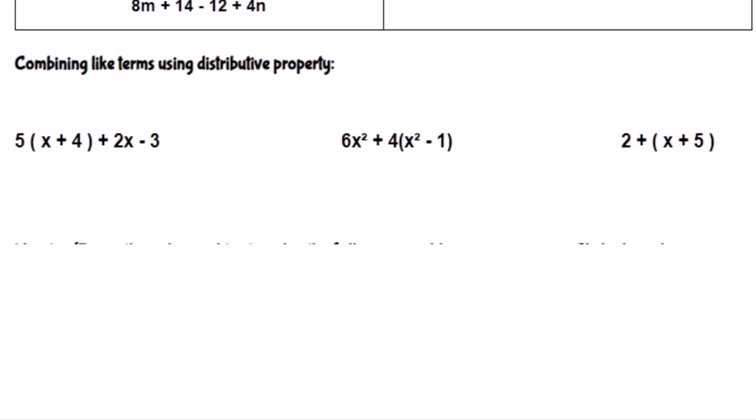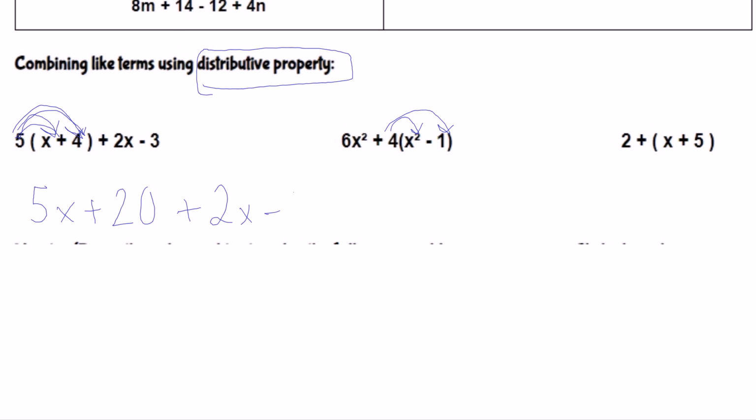Alright, on this side, 5 times x plus 4 plus 2x minus 3. First thing you have to do on this one is distributive property. With distributive property, you have to take the number outside of the parentheses and multiply it to everything inside the parentheses. So on this first example, you take the 5 that's on the outside and multiply it to the x and to the 4. So 5 times x is 5x, and then 5 times 4 is 20, and then you just take the sign that's in the middle. So in the middle is an addition symbol. Then just tack everything else onto the end. So you have a 2x minus 3.